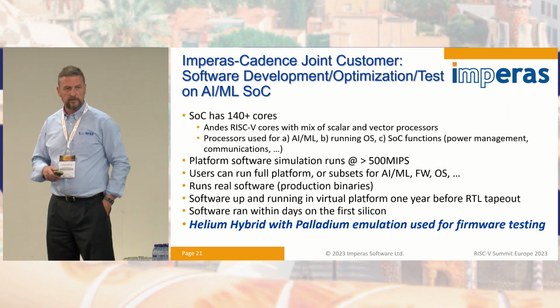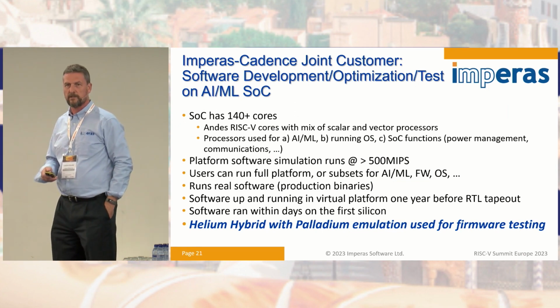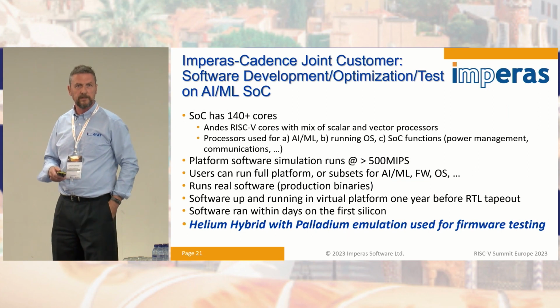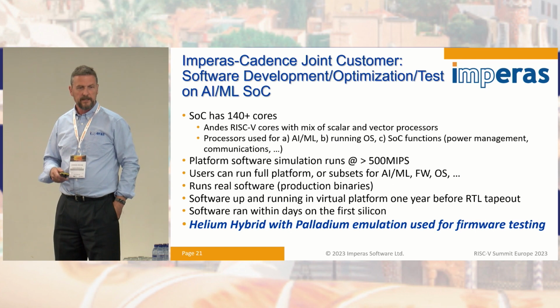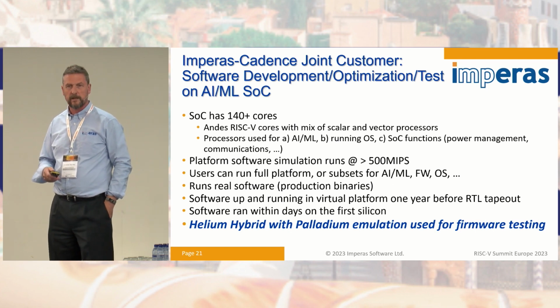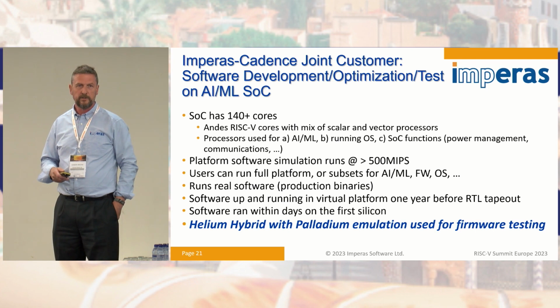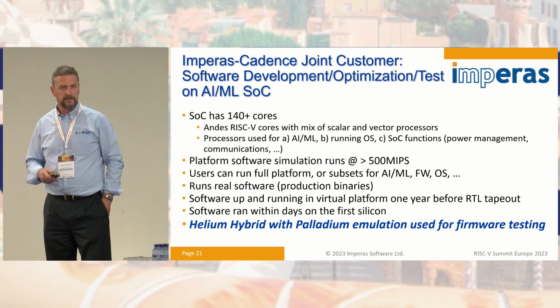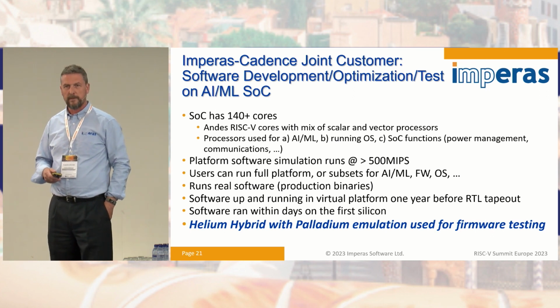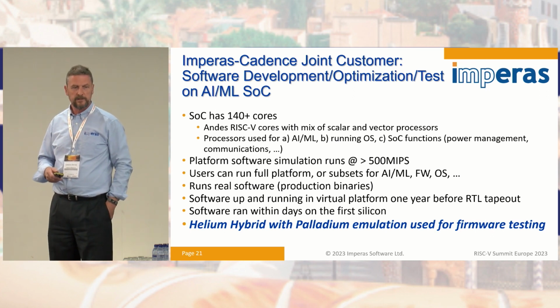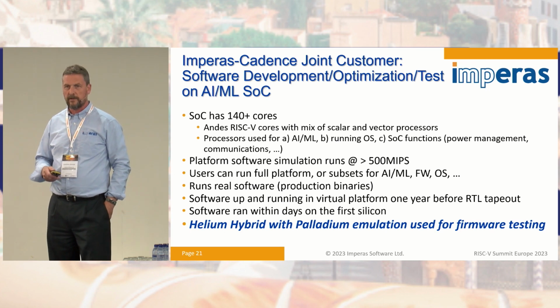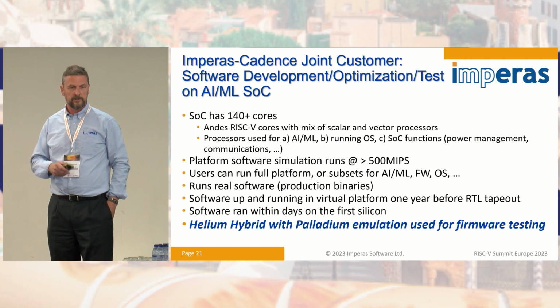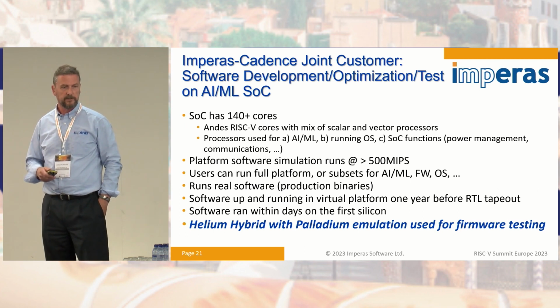So looking at an actual joint customer, what I've talked about is real. We have this all working. A joint customer we have in place is an SoC that's targeting AI and machine learning. It's got over 140 cores. These are actually based on the Andes RISC-V cores. It's a mix of scalar and vector processors. The processors themselves are used for the AI ML, but they're also used for firmware and for low-level SoC functions, such as the power management and chip communications.